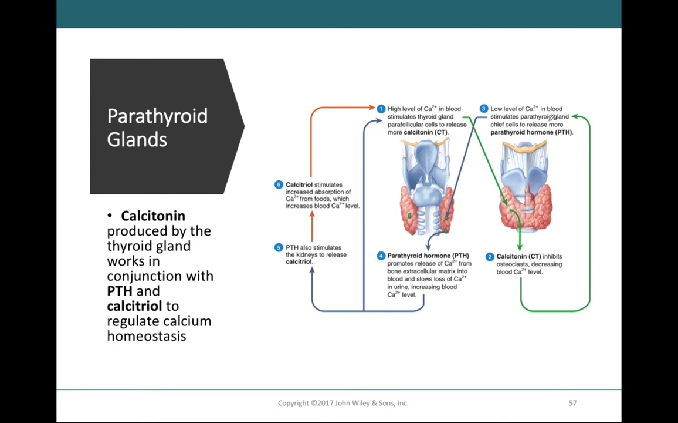So in response to low calcium, the chief cells are going to release parathyroid hormone, and in response to high calcium, the parafollicular cells are going to release calcitonin. So as our calcium levels continue to drop, more parathyroid hormone is going to be released from the chief cells in the parathyroid gland. Parathyroid hormone is going to do the exact opposite of calcitonin. This is actually going to promote more release of calcium into the blood so that we can maintain our blood levels of calcium. But that's not the only thing that the parathyroid hormone is going to do.